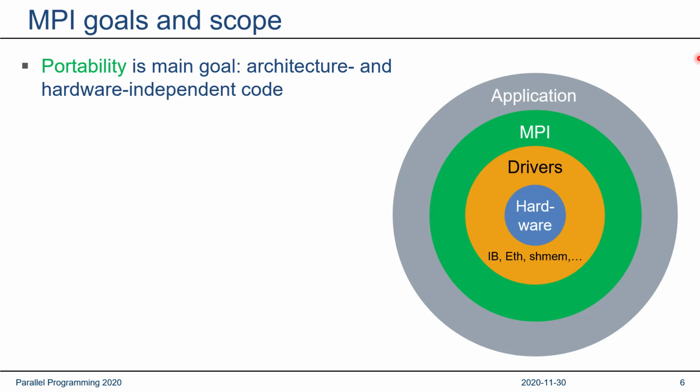However, some parts of MPI allow you, for optimization purposes, to access some aspects of the lower levels, just to make some operations faster or more efficient.